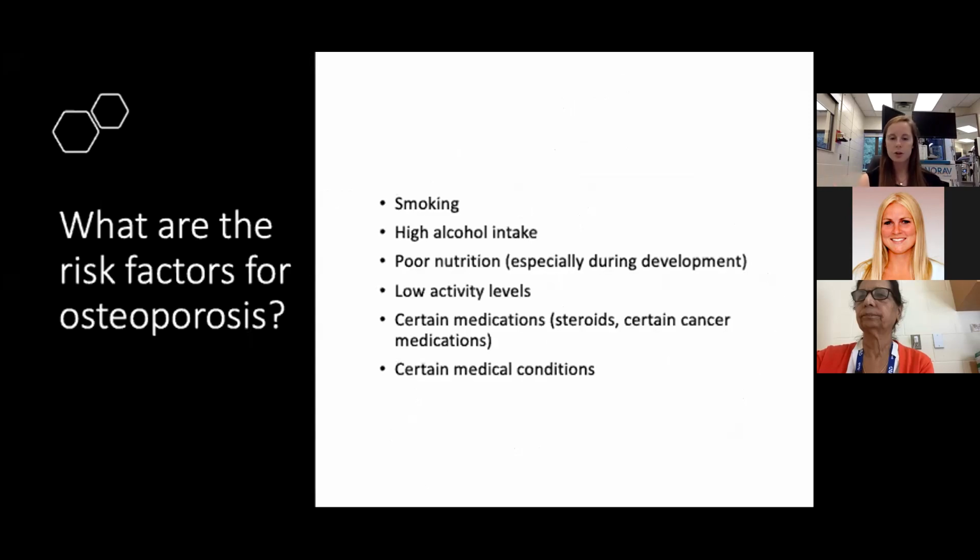What about some risk factors that we can change? So modifiable risk factors. Well, things like smoking and alcohol intake, and we'll talk about those two specifically in a minute. Also poor nutrition, especially during that bone building phase in the younger years. Low activity levels, certain medications such as steroids or certain cancer medications, and also certain medical conditions, specifically things that raise the level of inflammation in the body, like rheumatoid arthritis, or some things that make it hard for the body to absorb nutrition, like inflammatory bowel disease or Crohn's.